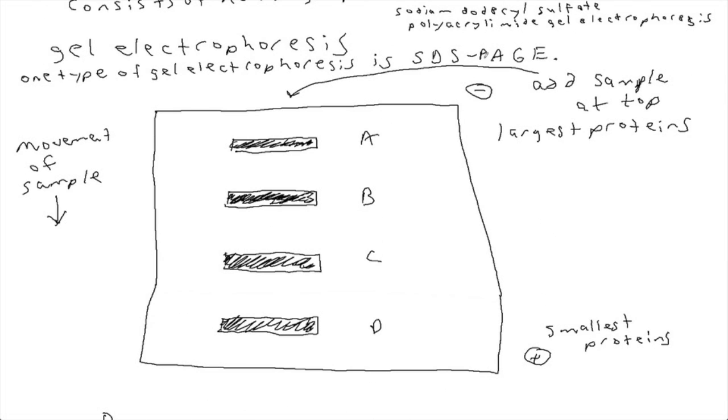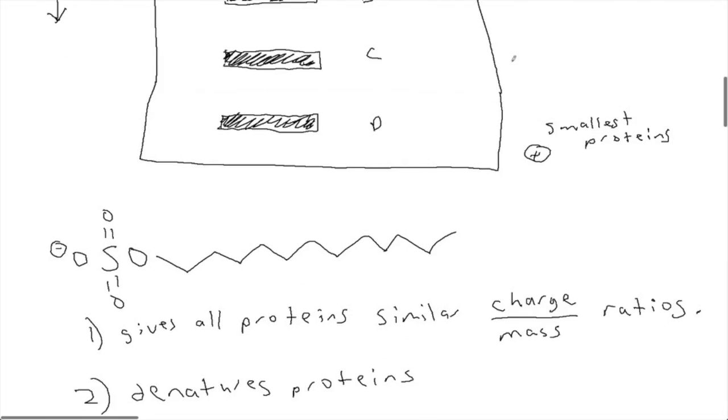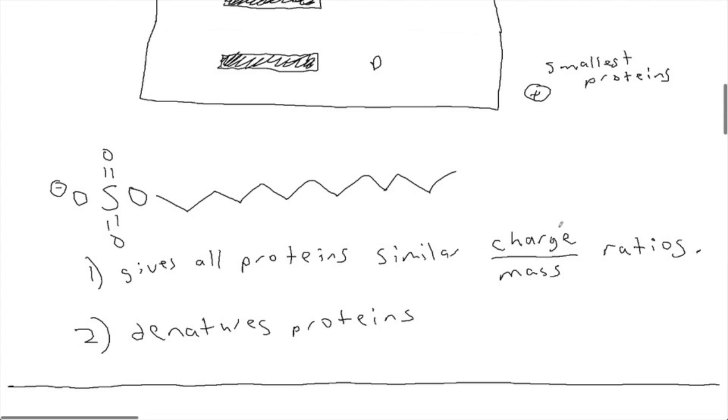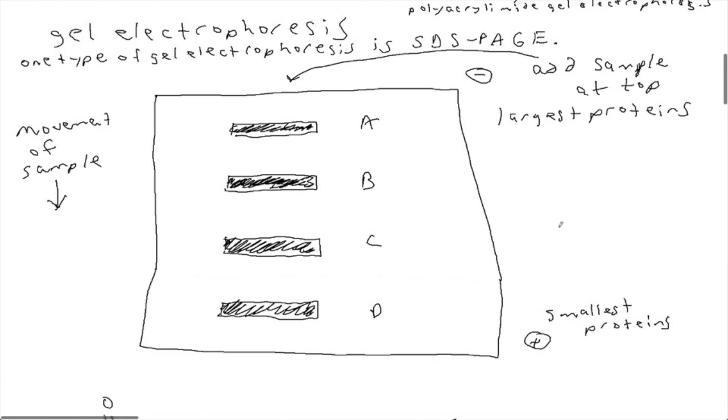Some types of gel electrophoresis do use charge, but not the SDS-PAGE. By using the SDS, all the proteins have similar charge, so that won't be the basis of the separation. So what would be your answer? SDS-PAGE separates proteins on the basis of what? Size. That's right. Or you could say molecular weight. The larger molecular weight ones will move less far and be towards the top. Okay?